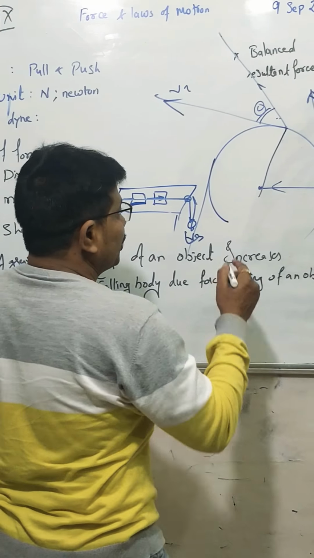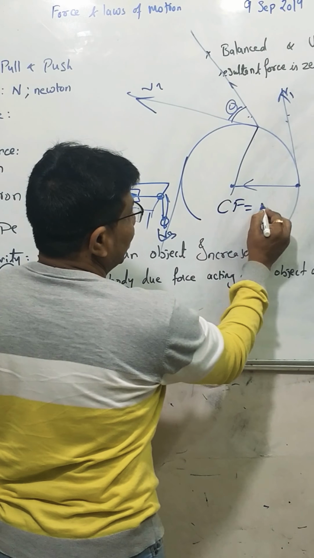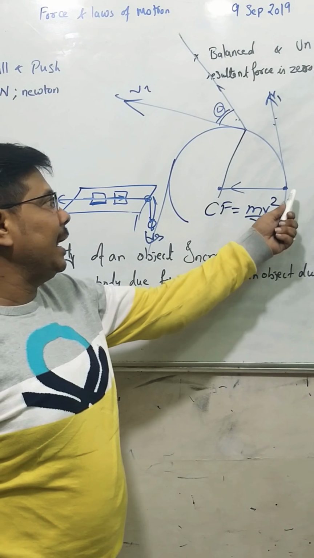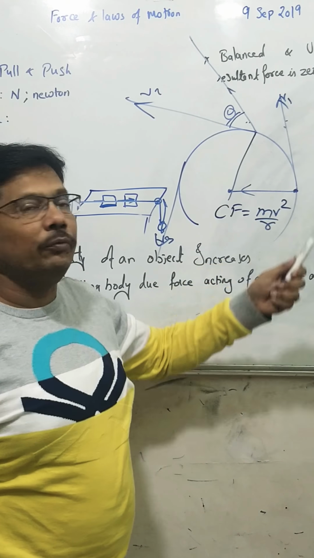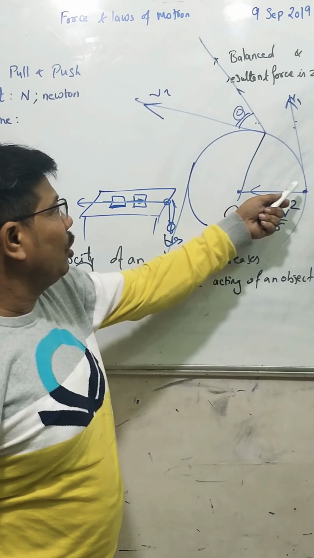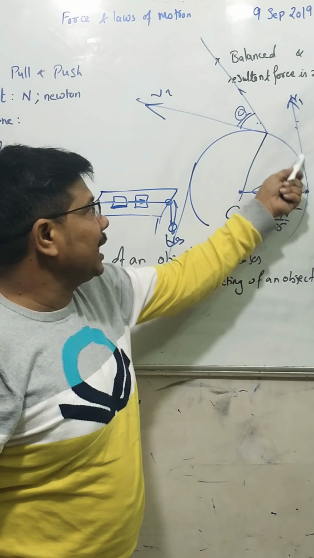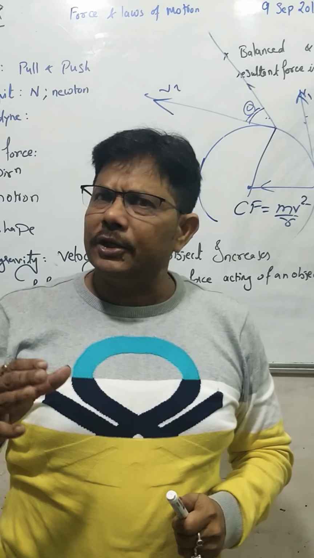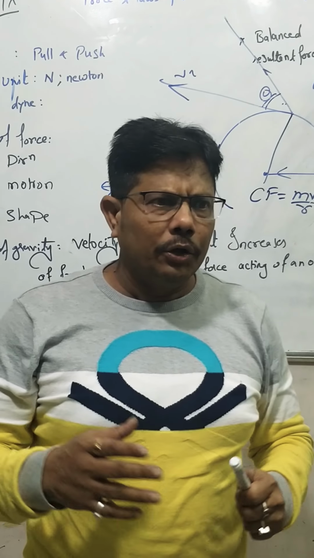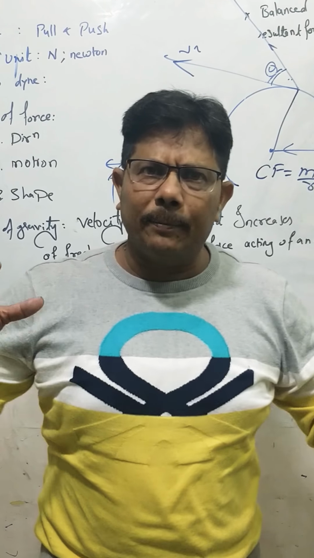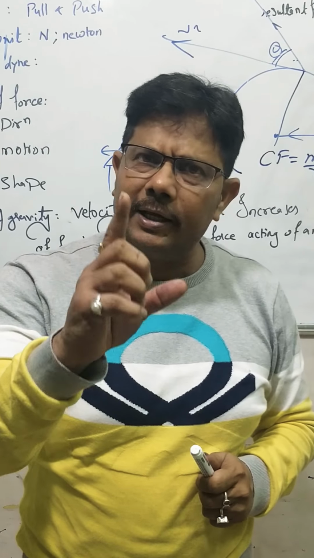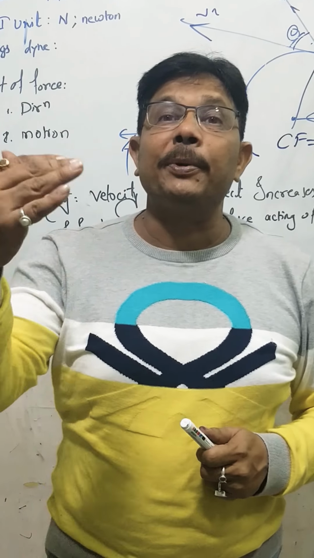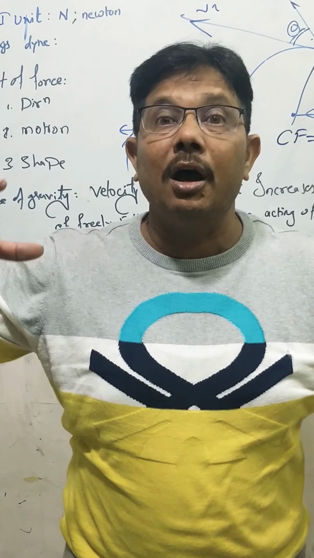The force directed towards the center is mv square by r. R is the radius, m is the mass of the object and v is the velocity of the object. So in this case you can see the direction changes at every point on the circle. So force can change the direction of an object. You can push any object, you can pull any object. One more thing, it can change the speed of an object. It can change the position.